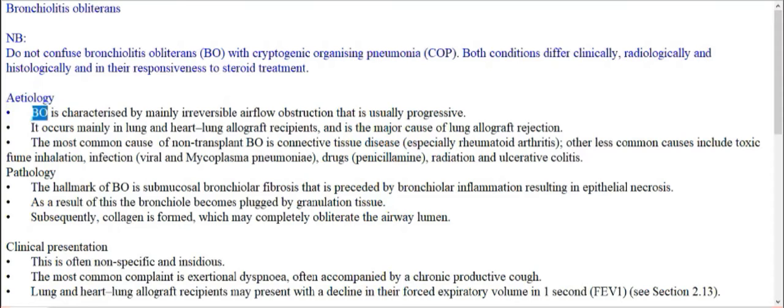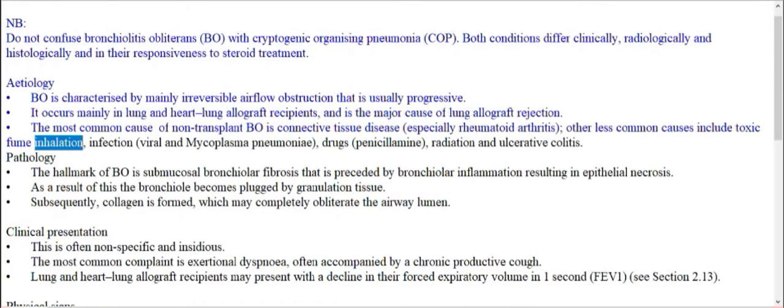Etiology. BO is characterized by mainly irreversible airflow obstruction that is usually progressive. It occurs mainly in lung and heart-lung allograft recipients, and is the major cause of lung allograft rejection. The most common cause of non-transplant BO is connective tissue disease, especially rheumatoid arthritis. Other less common causes include toxic fume inhalation, infection, viral and Mycoplasma pneumoniae, drugs, penicillamine, radiation, and ulcerative colitis.